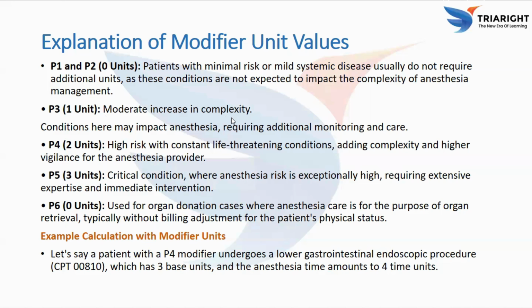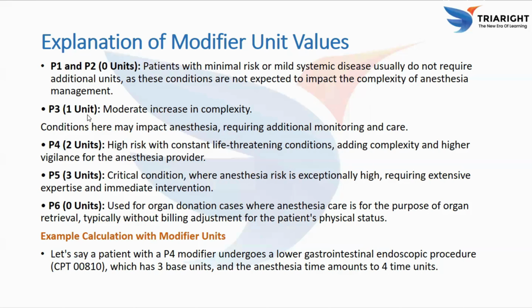Coming to P4, 2 units, 2 modifier units. The patient has a severe disease that is a constant threat to life, and anesthesiologists must be extra alert at all times. Examples are severe heart failure and advanced kidney or lung disease. So why are there 2 units for P4? Because it is high risk and continuous monitoring is needed for P4 patients.